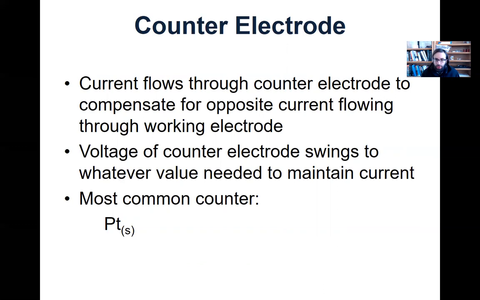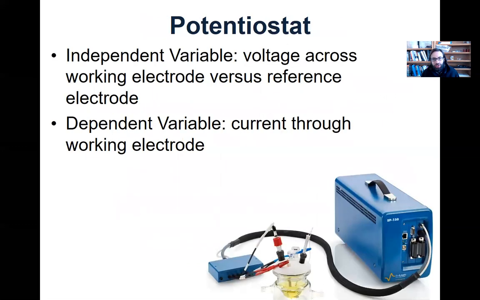So usually people use platinum or carbon or other inert metals. All right, so this is where you get to what a potentiostat is. The potentiostat is the instrument that electrochemists use in order to conduct these 3 electrode measurements. In a potentiostat, the independent variable that you're controlling is the voltage, the potential. That's kind of what potentiostat means, okay?